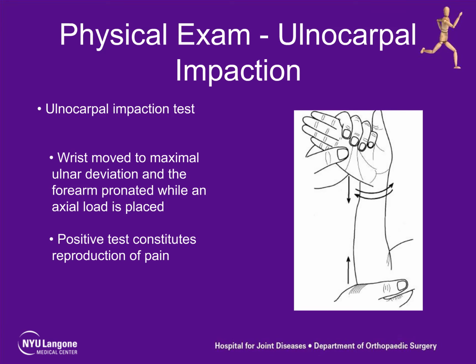Ulno-carpal impaction sign is another test that I do essentially in every patient with ulnar-sided wrist pain. The wrist is moved to maximal ulnar deviation with the forearm pronated, and you place an axial load across the forearm. Essentially what you're trying to do is bang the ulnar head into the lunate, as I was talking about earlier. And that's the way you do it: ulnar deviation, pronation, and axial load. And when patients have pain, that's a positive test, meaning you may have some ulno-carpal impaction.